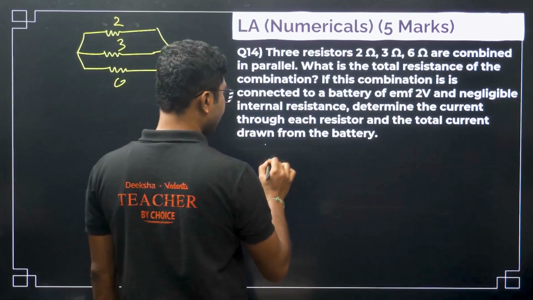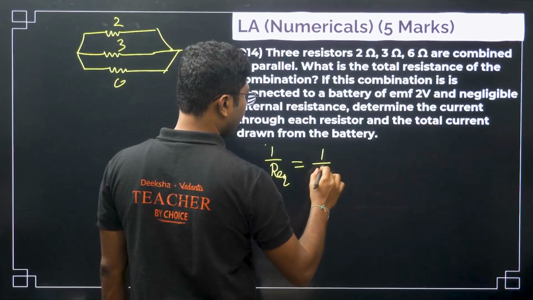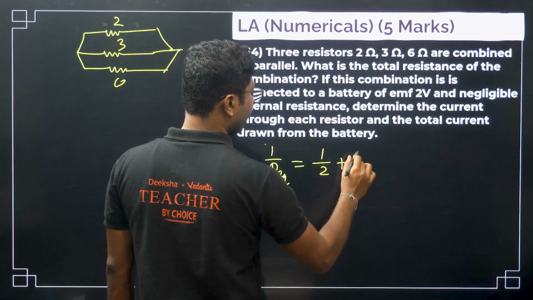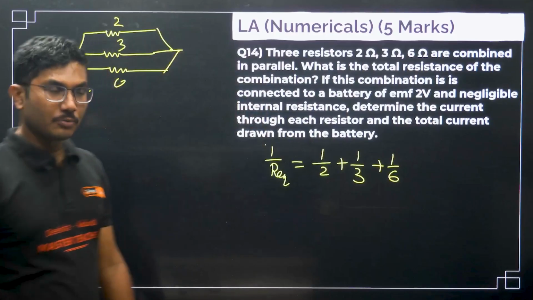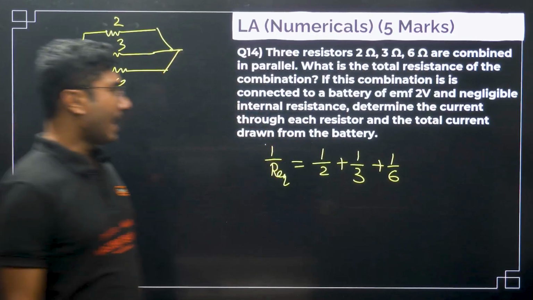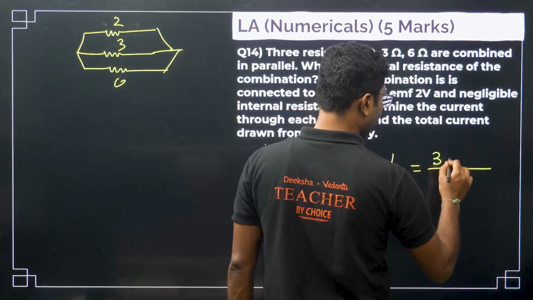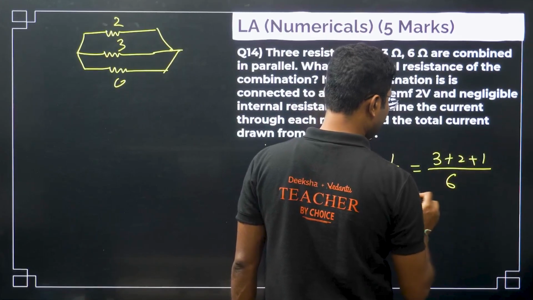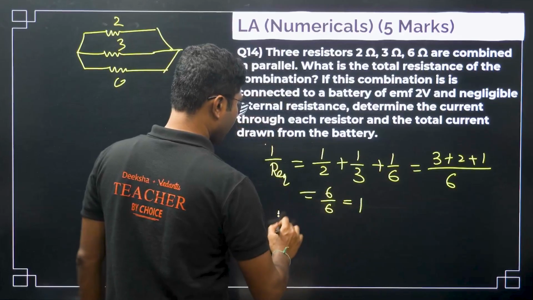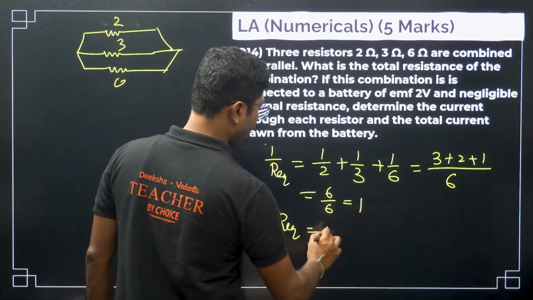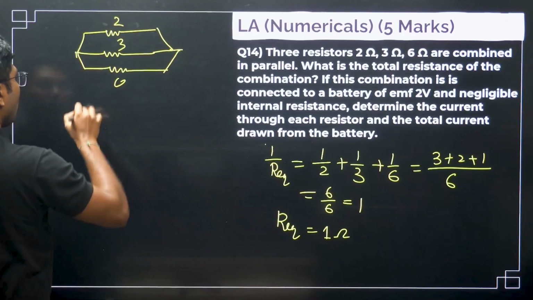So equivalent resistance can be calculated as 1 upon R equivalent equals 1 by 2 plus 1 by 3 plus 1 by 6, right? This is the formula, easy. You can do this as (3 plus 2 plus 1) by 6, that is 6 divided by 6, that equals 1. So R equivalent equals 1 ohm. Okay, so equivalent resistance for this is 1 ohm.